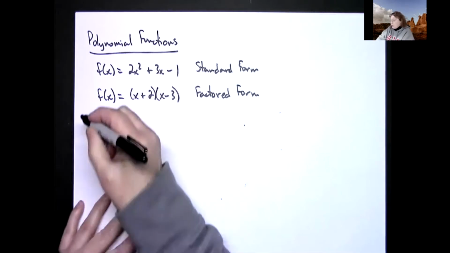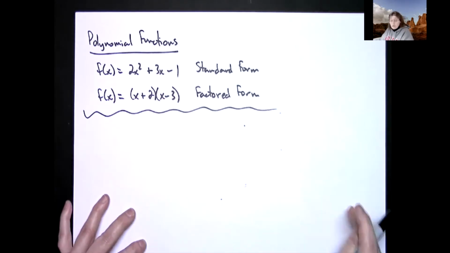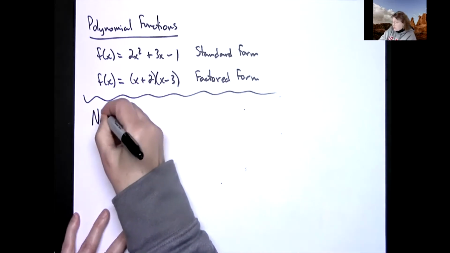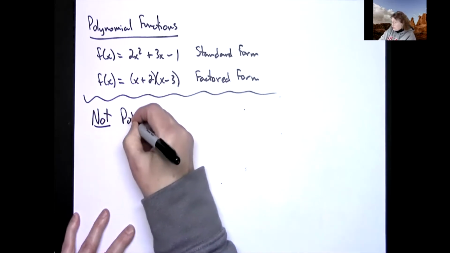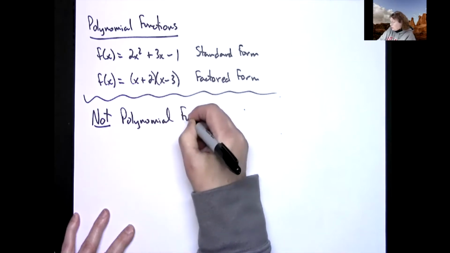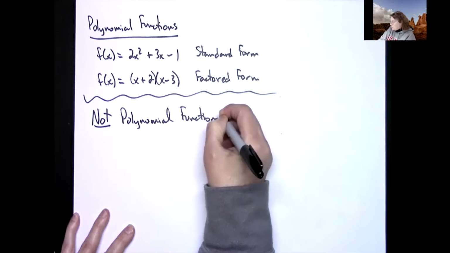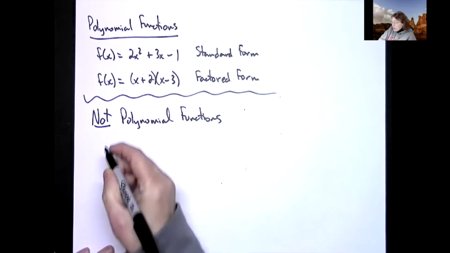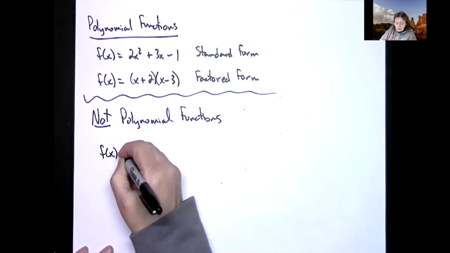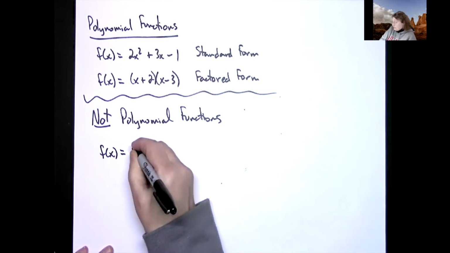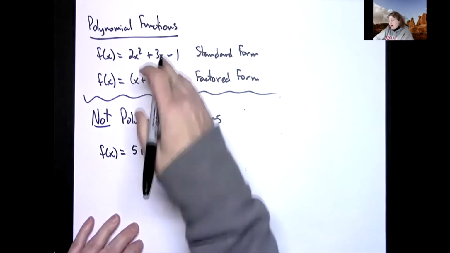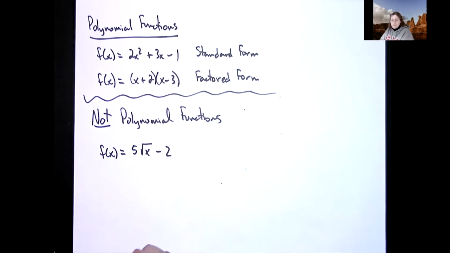Now, when do I not have polynomial curves? These are not polynomial curves, or polynomial functions. The words are interchangeable. So if I had something that looked like f of x equals, say, 5 square root of x minus 2. It kind of looks like a polynomial, but there's a distinct rule.